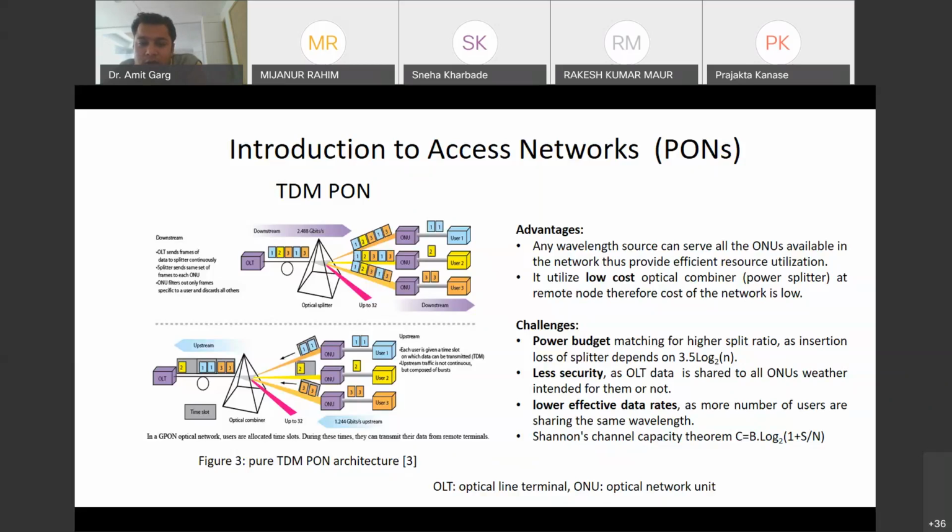So what are the advantages, benefits, or challenges with this TDM PON? For TDM PON, we require only one wavelength. So if we are transmitting the data at one particular wavelength, then this one wavelength will be reaching all the users.